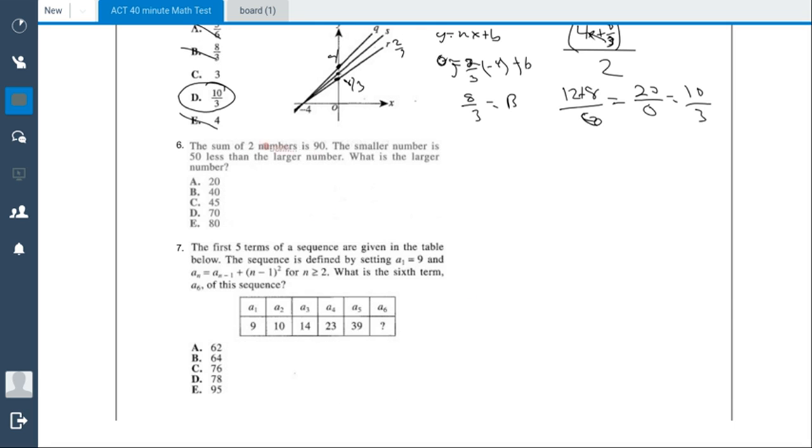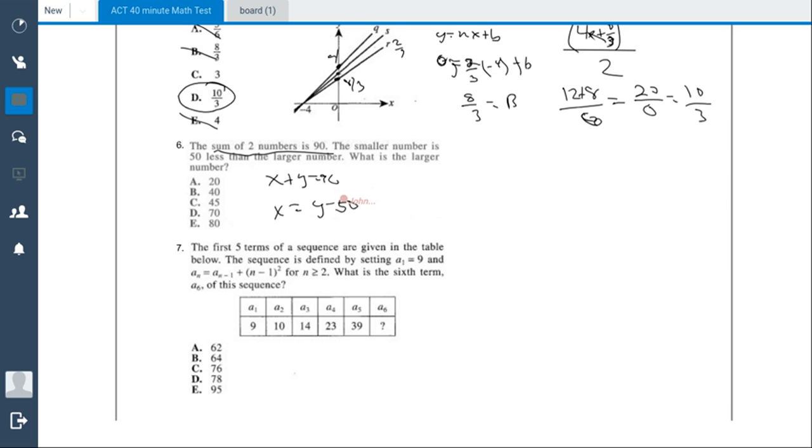For the next question, what I'm going to do is just write the two equations. So it says the sum of two numbers is 90. So x plus y is equal to 90. And then the smaller number is 50 less than the larger number. So I'm going to say x is equal to y minus 50.